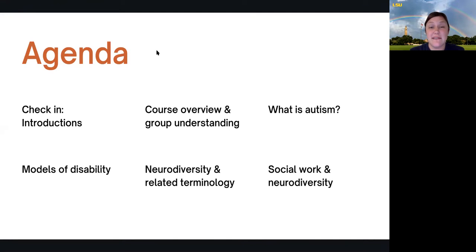And then the last thing we'll talk about is how this all aligns with social work and with our core values, because I gave you a couple of readings to look at that were written by social workers, and they kind of highlight this new paradigm shift of moving from a medical model to a neurodiversity one. All right.